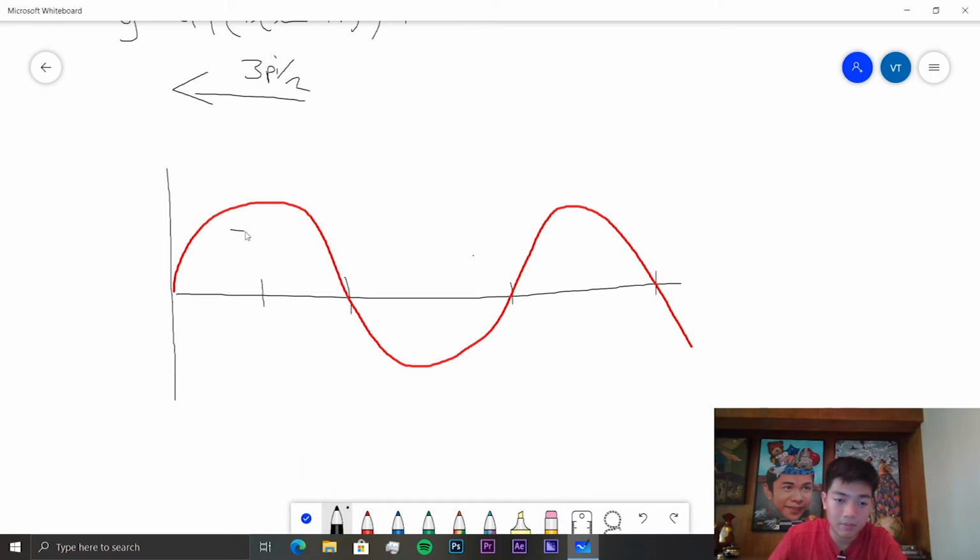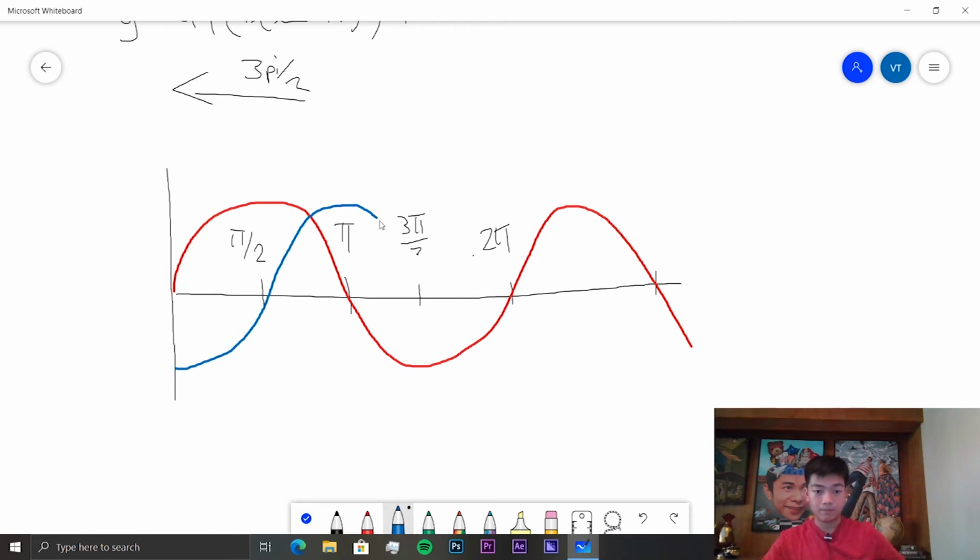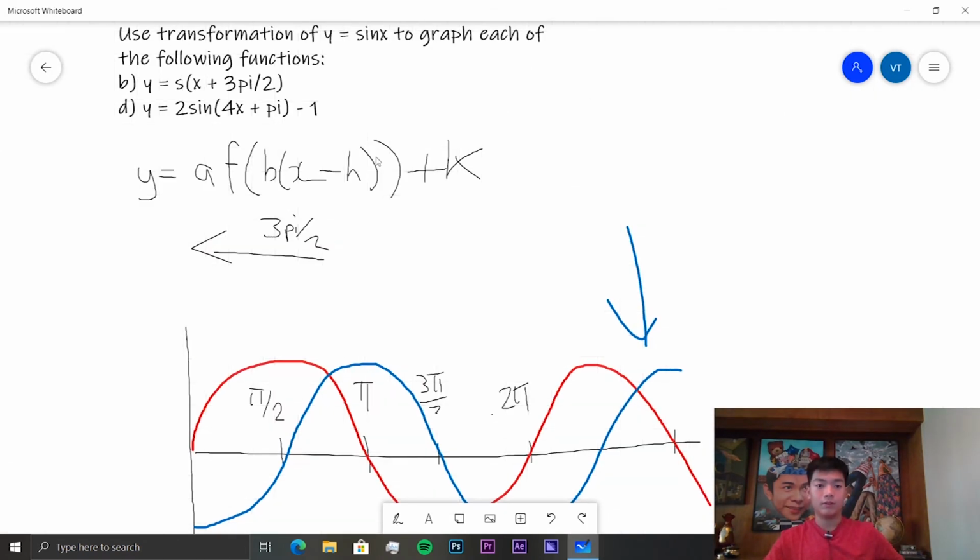This should be pi over 4, pi over 2, this should be pi, this should be 3 pi over 2, this should be 2 pi, and so on. So if we move this graph left by 3 pi over 2 units, it will look something like this. So this blue graph will be our new graph for the first one.